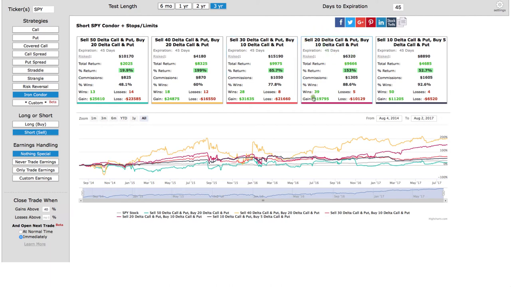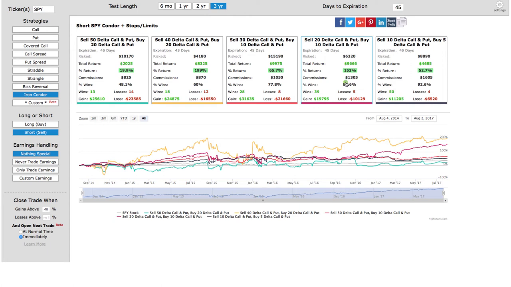So this would be kind of the one that we would want to pay attention to, where we're selling the 20 delta put and call, and we're buying around the 10 delta wings to define that risk. So if you look at SPY over the last 3 years, entering with 45 days to expiration and booking our profits if we reach 40% of max profit, you can see 153% return, 39 wins, 5 losses, over an 88% win rate. Okay, it's been an excellent strategy.